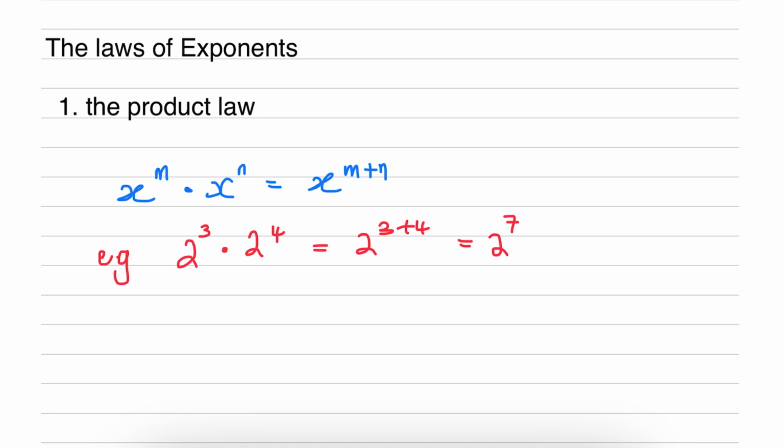Now, obviously, you can simplify that further, but the main objective here is to look at what's happening to the exponents. 2 to the power of 3 times 2 to the power of 4 became 2 to the power of 7. So the exponents were added.